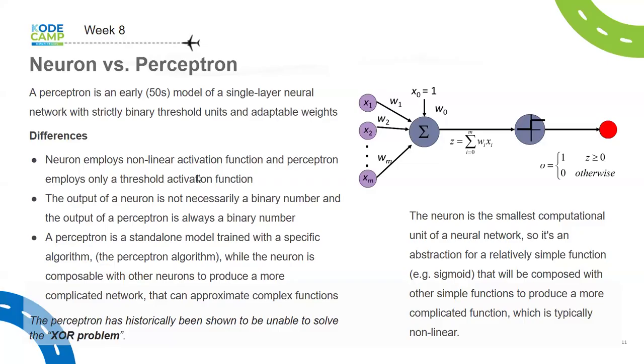It could give you non-zero values that are above 0, above 1 even, and all kinds of things, or even below 0, depending on what you selected. Then the output of a neuron is not necessarily a binary number. Like I said, it could be a real number, but the output of a perceptron is always a 0 or a 1.